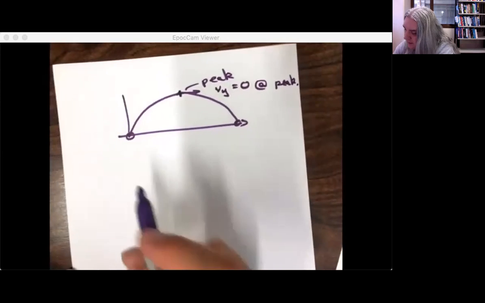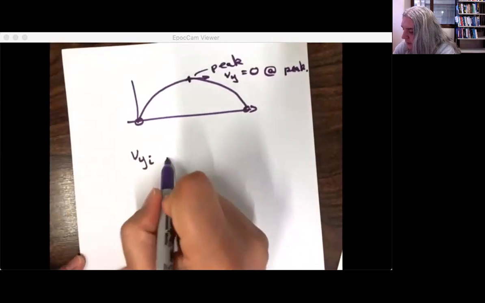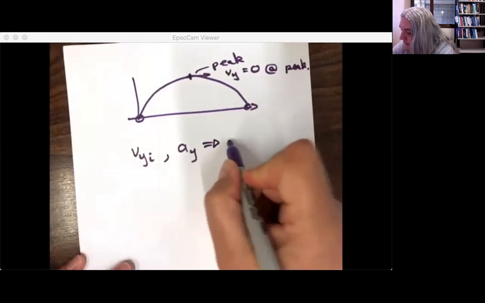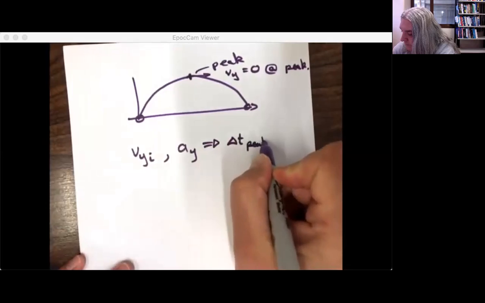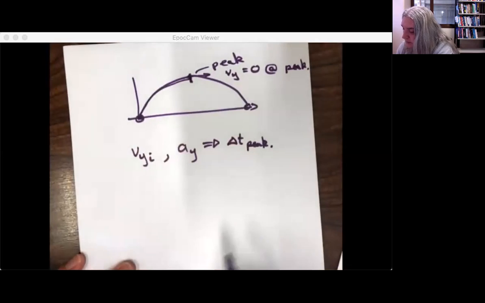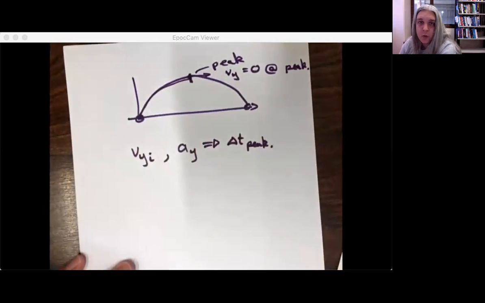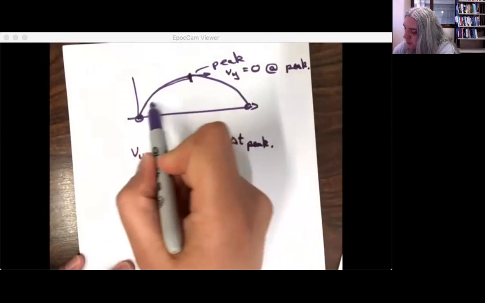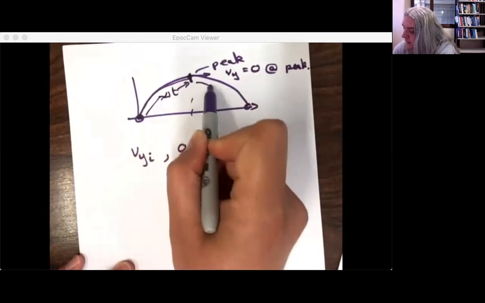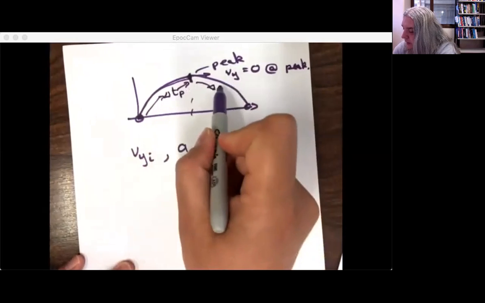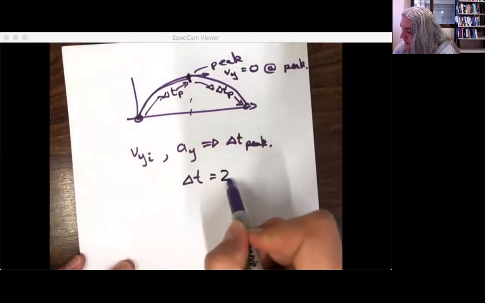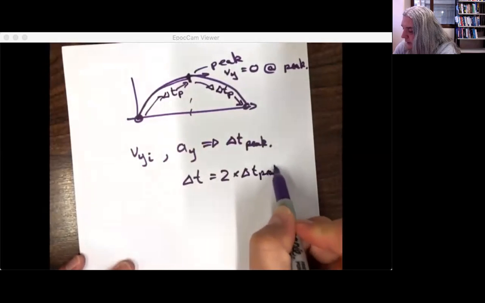And what that means is that if you know the initial vertical velocity and you know the acceleration in the vertical direction, then that can give you the time to the peak. That can tell you how long it takes to go from here up to here. And as we're going to discuss, projectile motion is always symmetrical. So that means that if you know how long it took to go from here to here, you know delta t for that part of the motion, we'll call that delta t peak, then that's going to be the same delta t peak to there. And so your total delta t is equal to 2 times that delta t to the peak.